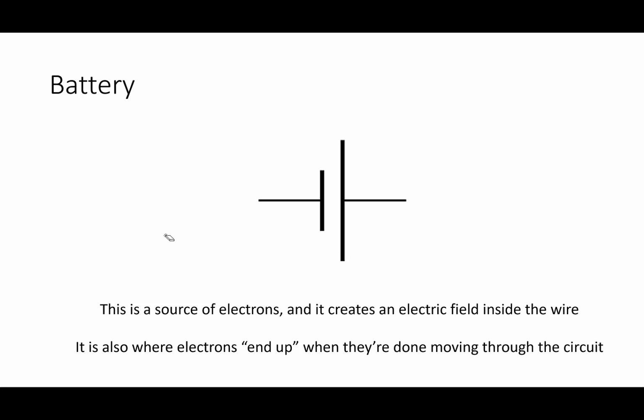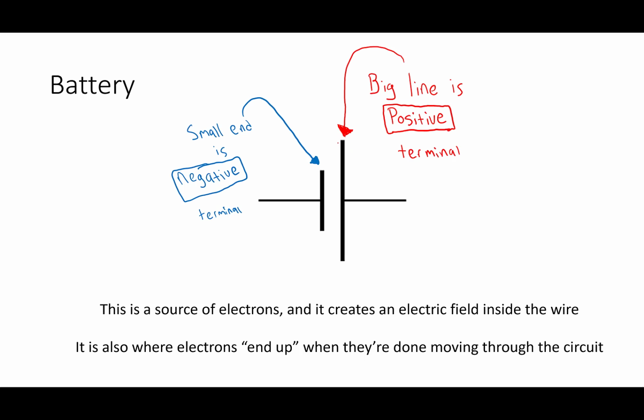Finally, this weird double line is a battery. Batteries are sources of electrons, and they also create electric fields in the wire, which makes the electricity move. It's where the electrons end up when they're done moving. So the big end is the positive side, and the little end is the negative side of a battery.